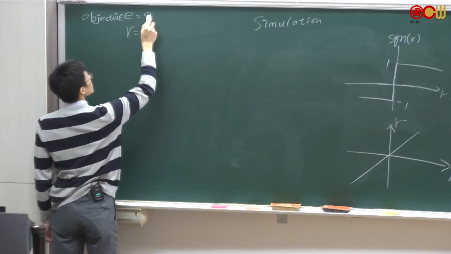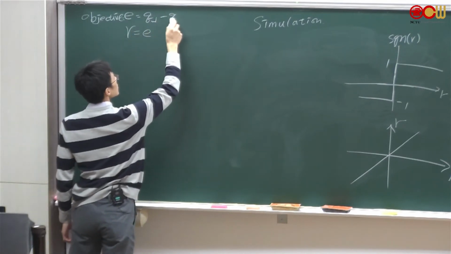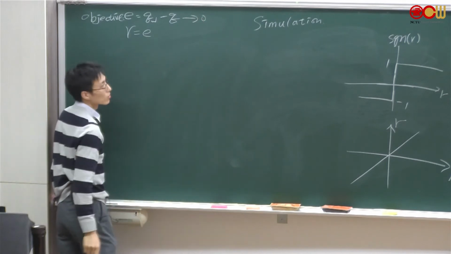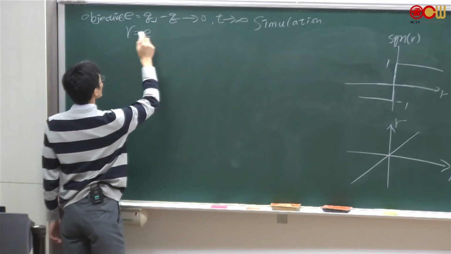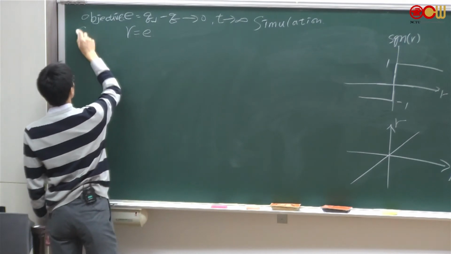E defined as QD minus Q goes to 0 as T goes to infinity. And so we define a filter tracking error.